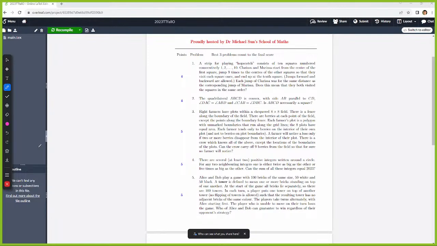I think it means there are numbers in a circle. Each two numbers, if they're next to each other, one must either be twice as big or five times as big as the other one. And can all of the numbers sum to 2022? So let me draw a circle. The circle is not important. It's really that they're just in a ring, right?